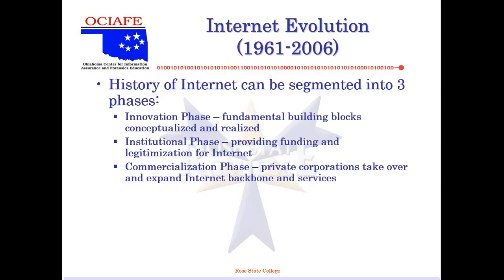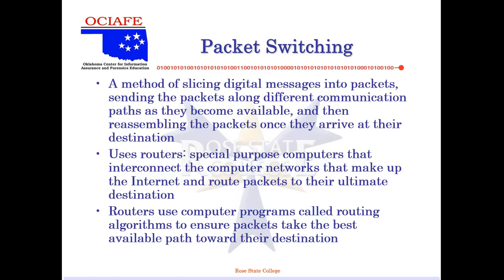The history of the internet can be segmented into 3 different phases. We have the innovation phase. It was back in the 60s with ARPANET and DARPA. Then we had the institutionalization phase, which came in the mid-70s, where it was more academic, and they were providing funding and a real reason to give it to everyone. And then we have the commercialization phase, which we're currently in, where private corporations create and expand the internet backbone.